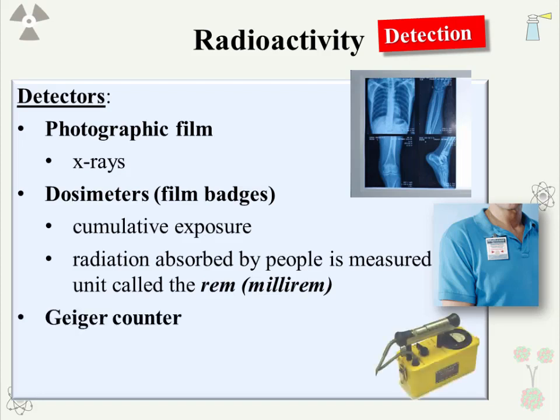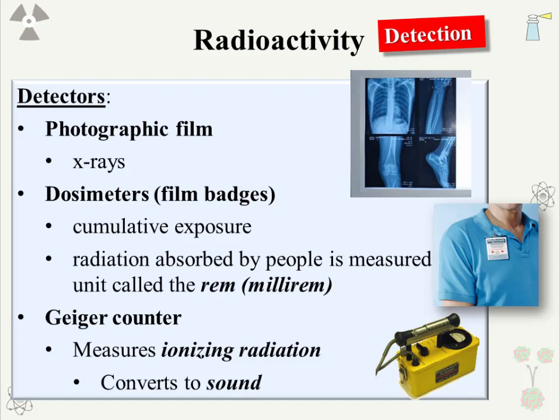For the big stuff, there's the Geiger counter. It has a probe that measures ionizing radiation and converts that measurement to sound. We're familiar with the tick, tick, tick that comes with pointing the device at a radiation source.